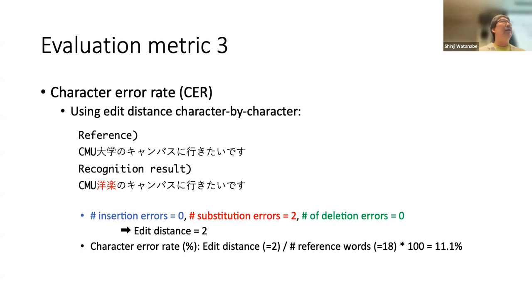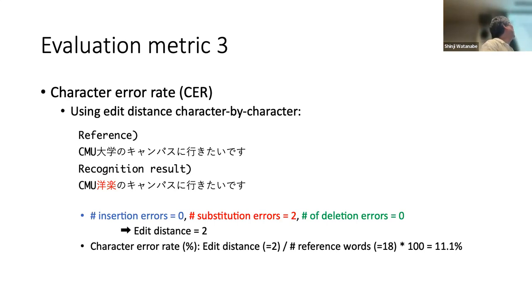However, this is not always easy to apply in some languages, for example Japanese and Mandarin. We usually don't have the word boundary, and the word boundary can depend on the system or the linguistic definition and so on. So it's not easy to actually get a word boundary.